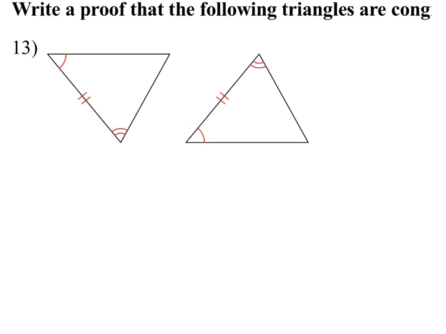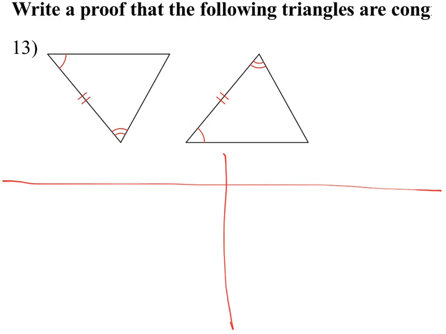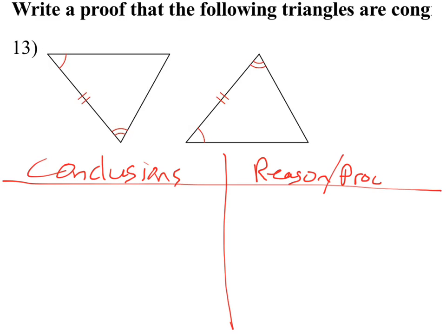And that brings us to the last section where we're writing the proofs. So in case you've forgotten or haven't learned it quite yet, we're going to make two columns. The left side is where we put our conclusions. And on the right side, we put the reason or proof why we can have those conclusions. We need to label our vertices, so I'm going to do A, B, C like that, and then D, E, F.